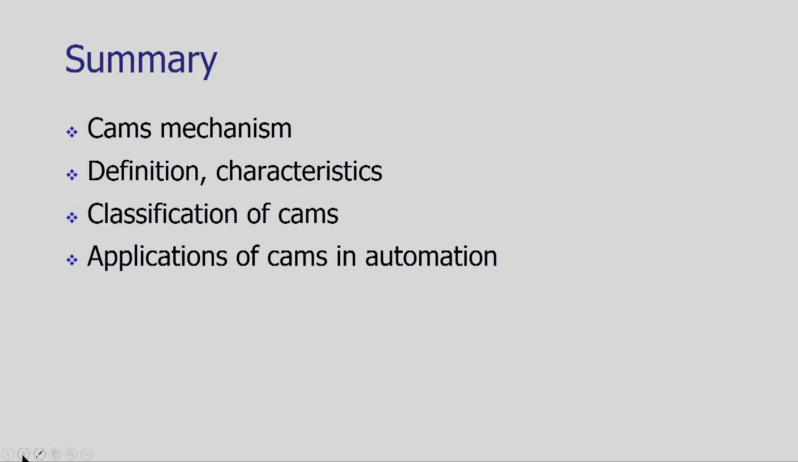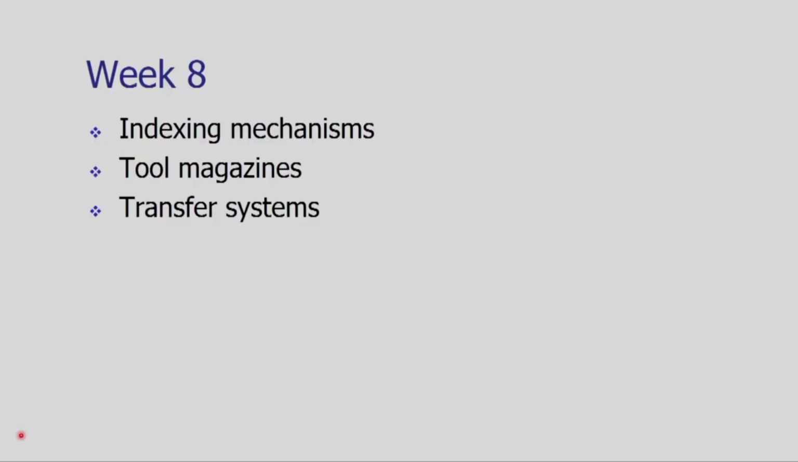Well, we are at the end of week 7. Let me summarize the last lecture of week 7, that is lecture 3. In this lecture, we studied an important mechanism, that is cams. We learned the definition of the cam. We saw various characteristics of a cam. After that, we studied various types of cams which are used in automation. And at the end of the lecture, we had a discussion on applications of cam in automation. Well, with this I conclude week 7.